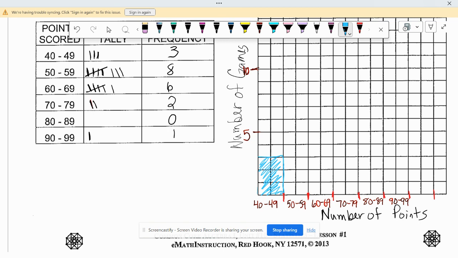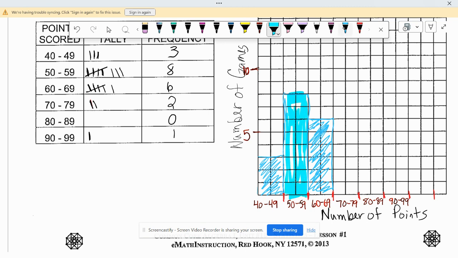For the 50 to 59, I had a frequency of 8. 1, 2, 3, 4, 5, 6, 7, 8. And I'm going to shade that in. Then for 60 to 69, I had 6 of them. So make that bar and count up 6. Our bins are 2 units wide. So shade that in. I don't know why that's not staying shaded in. It's really making me angry.